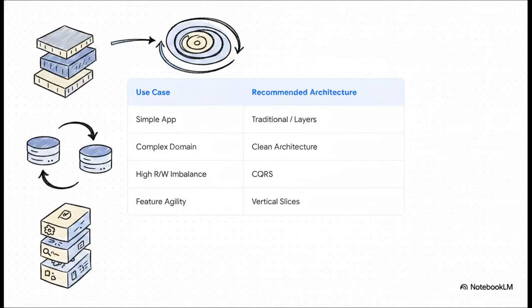So what does this all mean for you? Well, the crucial point is knowing when to use which tool, because there's definitely no one-size-fits-all answer here. For a simple app, traditional layers or a basic transaction script might be totally fine. But if you're dealing with a highly complex domain packed with intricate business rules, clean architecture is fantastic for keeping that domain pure. Dealing with a high read-write imbalance, CQRS is for sure your best friend. And if you're looking for feature-driven agility that easily grows with your business, vertical slice architecture is incredibly compelling. You really just need to treat these as different tools in your tool belt.